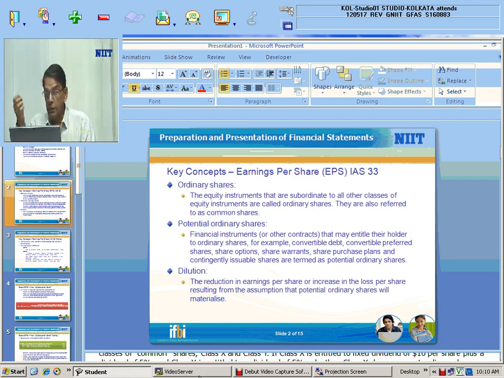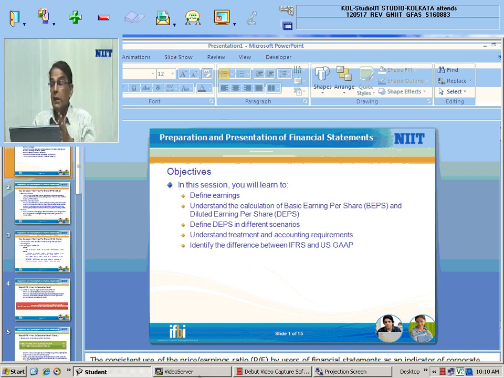Okay, Rituparna wants me to go back to the slide. Okay, that is the opening slide. I will go back for a minute. So tell me when you are finished with the slide. Then I will again discuss what we mean by ordinary or common shares. So please tell me when you are done. This is only the agenda of this session. Okay.